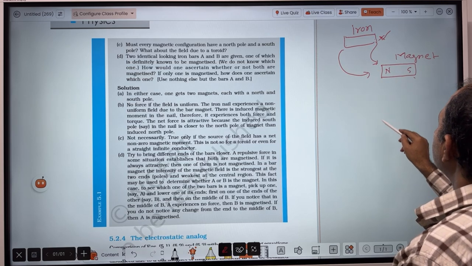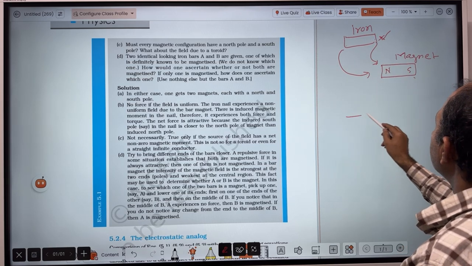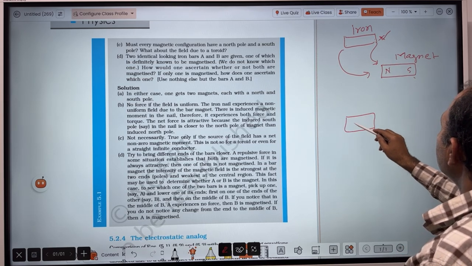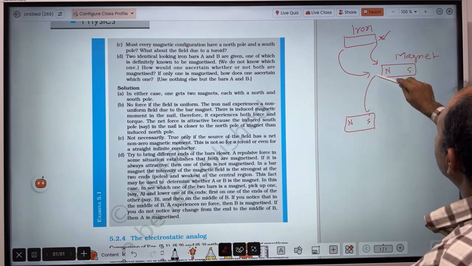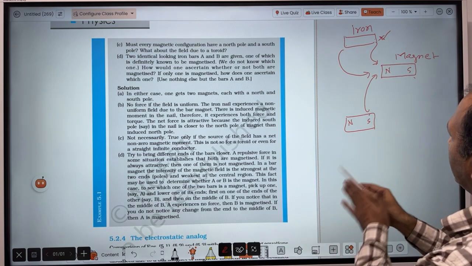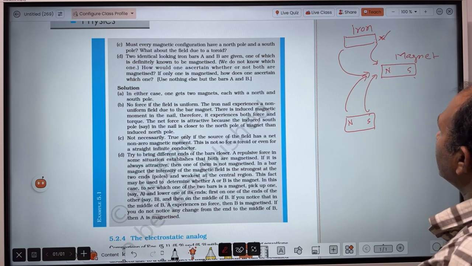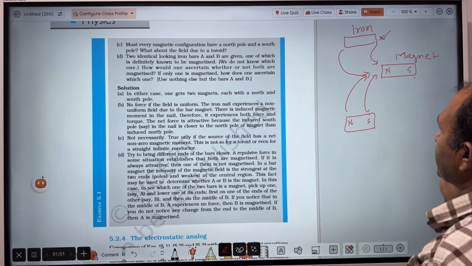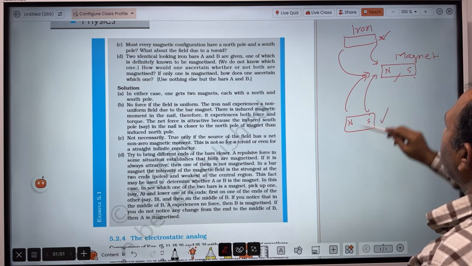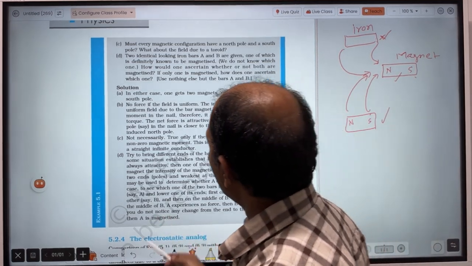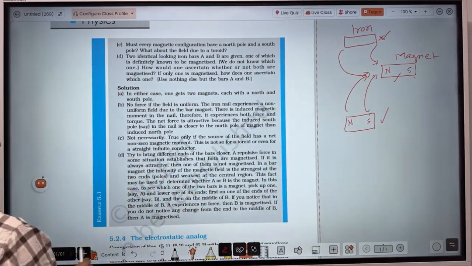But suppose instead of an iron piece, it is also magnetized. It means it has north and south poles. Then what happens? If you bring this point here, there will be attraction. But if you bring this point here, then there will be repulsion. If such a thing happens, then you can say that this is a magnet, and this is a magnet. Correct? So such logic can be applied. Let's see the answer, what they are saying.